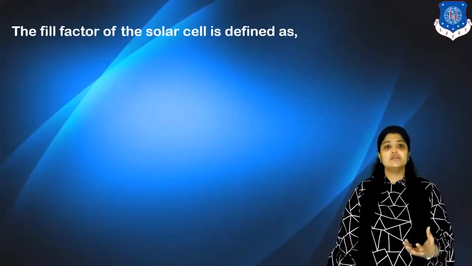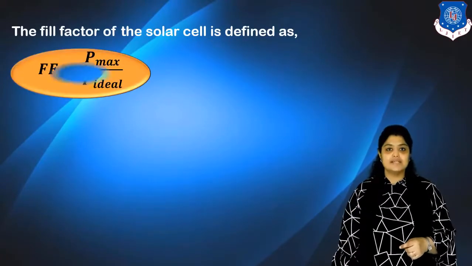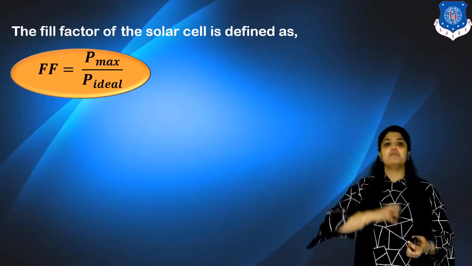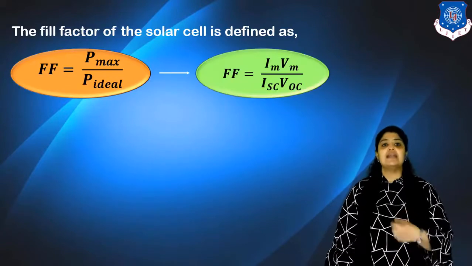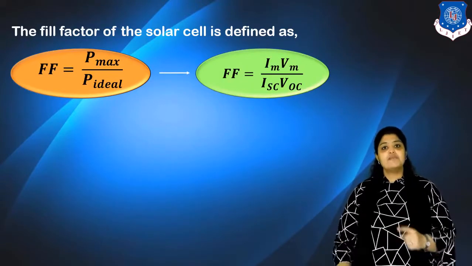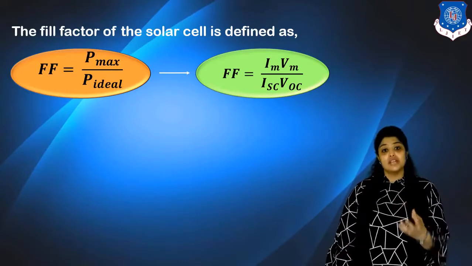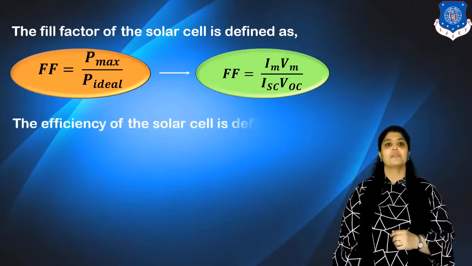And what is the relation between these two powers? It is known as the fill factor of the solar cell. So the fill factor FF is defined as P max upon P ideal, the actual power upon the ideal power, and it can be written as IM VM upon ISC VOC. So this is the ratio of power generated, which is known as the fill factor of the solar cell.